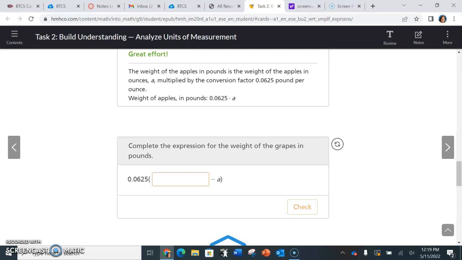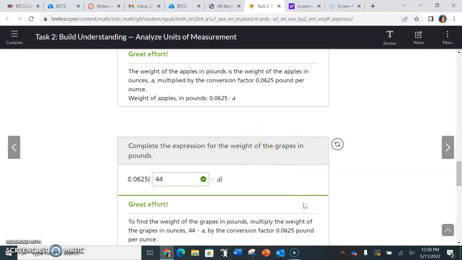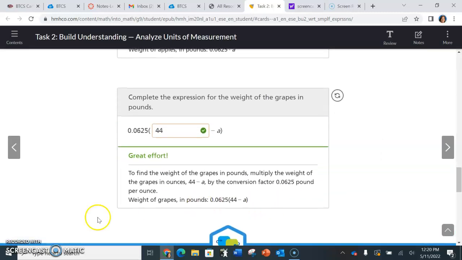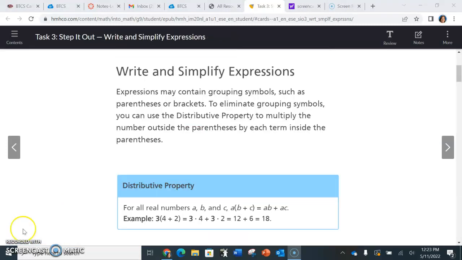All right, so now it says complete the expression for the weight of the grapes in pounds. We already said that the grapes equals 44 minus whatever A is. So we've got to do the conversion factor. So you'd multiply by this same 0.0625, and then that would be times 44 minus A. And this would give you the weight of the grapes. All right, that's all for task 2. If you have any questions, let me know.